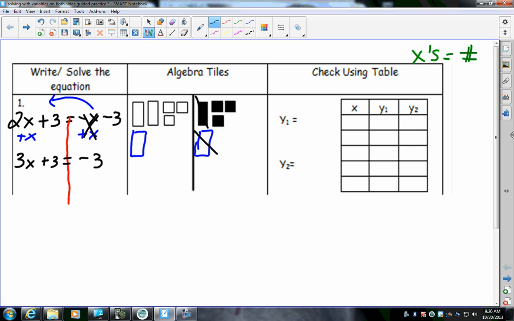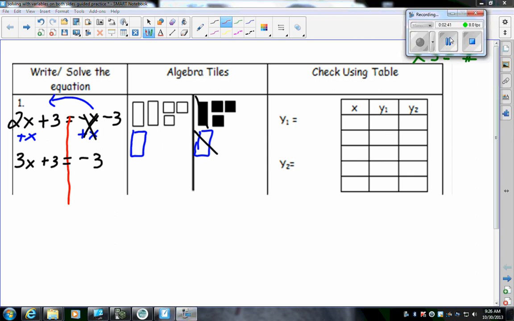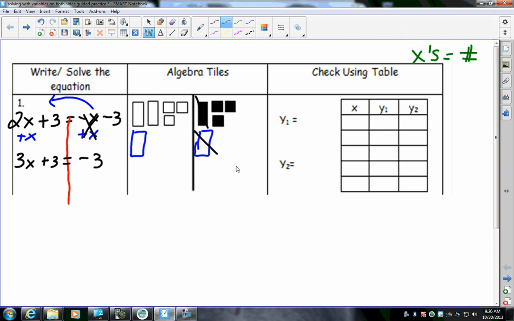All right, so now to solve my equation, this is just a regular two-step equation. I need to move the 3 to the other side. So I'm going to put minus 3 to each side, and I get 3x equals negative 3 minus 3, which is negative 6.